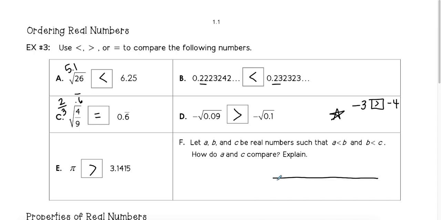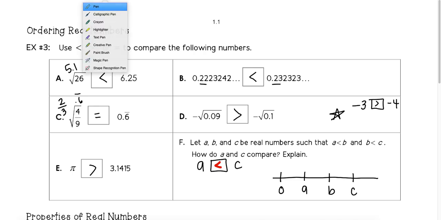So let's just pretend here is 0, and we'll call this A. And we know A is smaller than B. So this is B. So A would be less than B. But B is going to be less than C. So now we're asking ourselves, how do I compare A to C? And as we can see, A is going to be less than C.